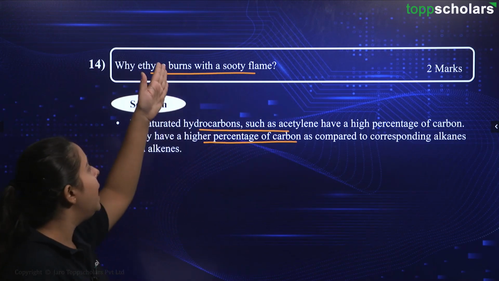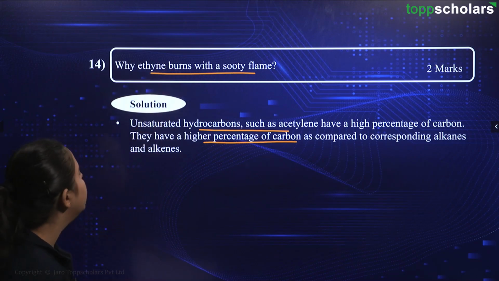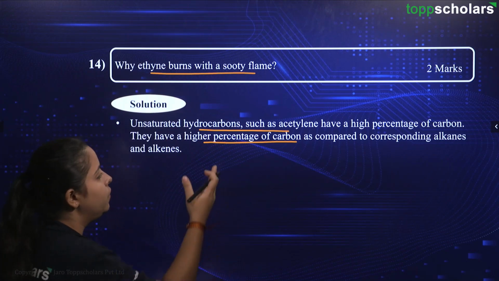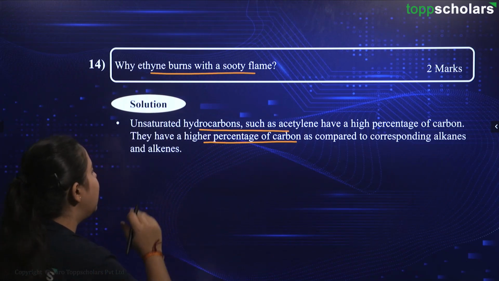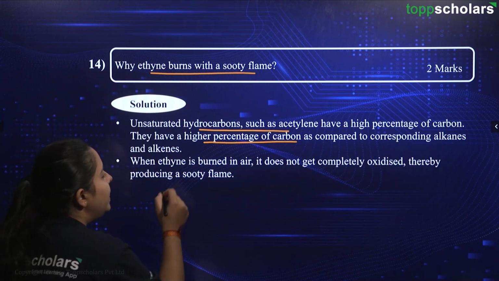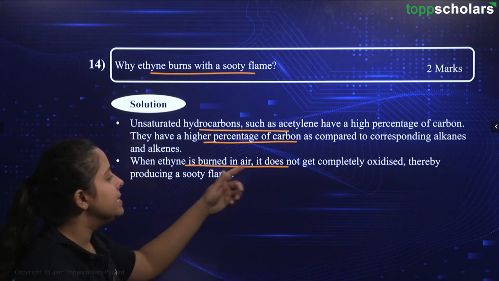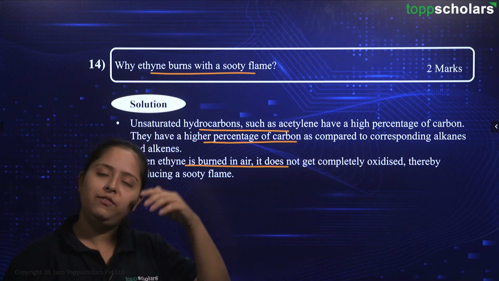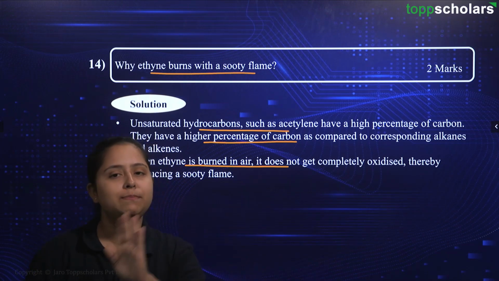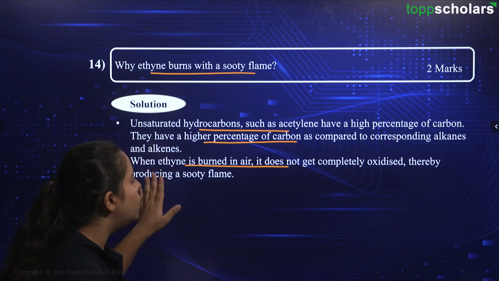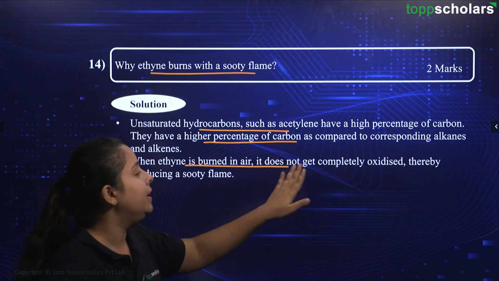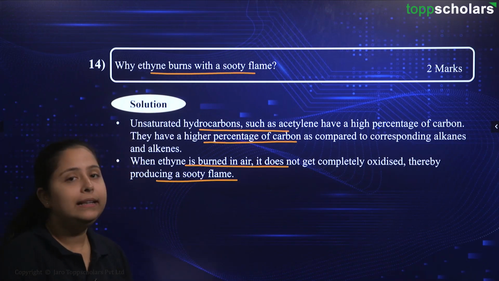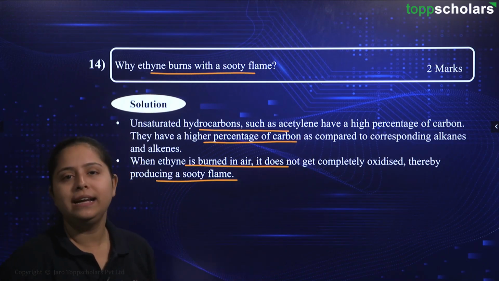This is the common name and this is the IUPAC name. Okay, so they have a higher percentage. These alkynes have a higher percentage of carbon as compared to the corresponding alkanes and alkenes. Then when ethine is burned in air, it does not get completely oxidized. Okay, coming back to square one that we started with, combustion: if it is complete, no sooty residue; if it is partial, there will be sooty residue. So herein, ethine is burned in air and it is not getting completely oxidized, thereby producing a sooty flame. That is the answer that will fetch you 2 marks in your exam.